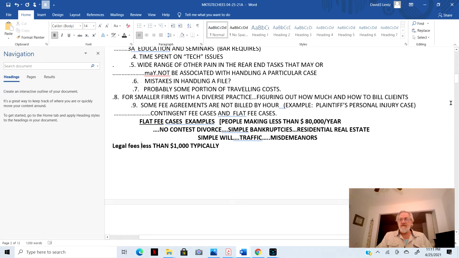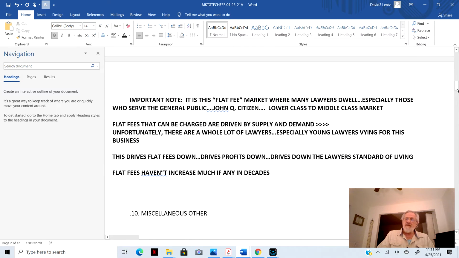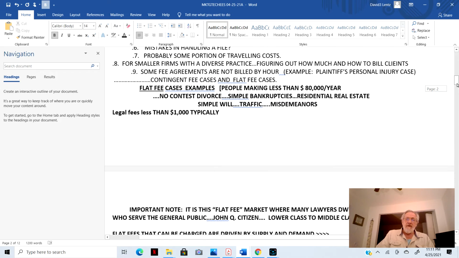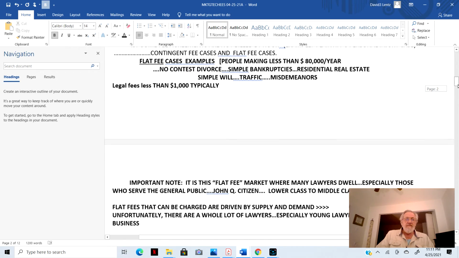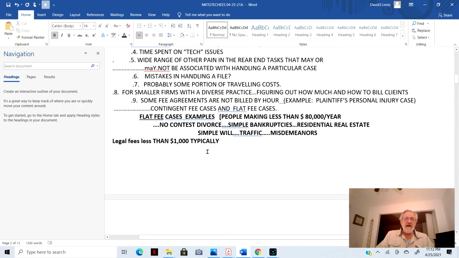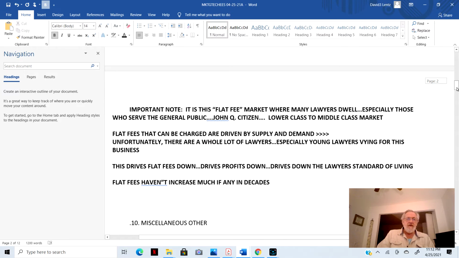Legal fees are typically less than $1,000 for these types of cases, because those middle class and lower income folks cannot afford to hire a lawyer to handle a complicated case on an hourly basis. So flat fees really aren't billable hourly. And when I say not billable, I mean not billable hourly. In a flat fee case, you're going to get paid a set amount regardless of how long it takes you. Now, if you get a really complicated case and you're handling it on a flat fee basis and you've got to spend, you know, 100 hours on the case and you've charged $1,000, you may miss your next mortgage payment. That's all I can say, because you are really behind the eight ball as a lawyer under those circumstances.